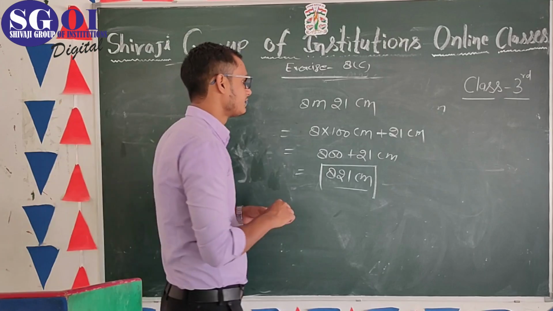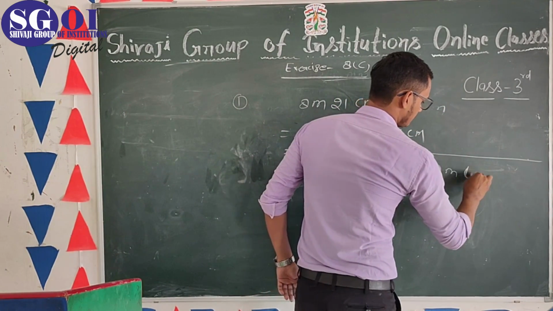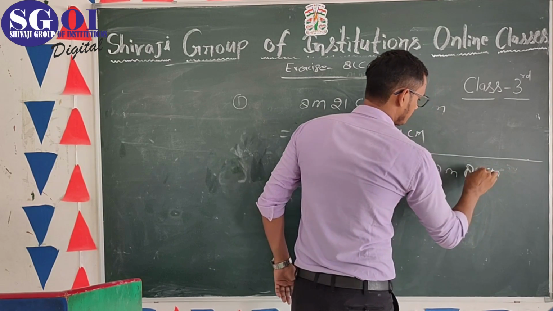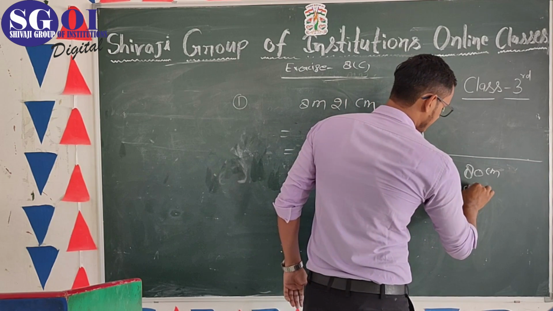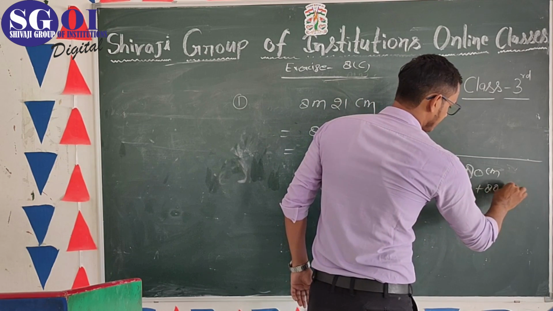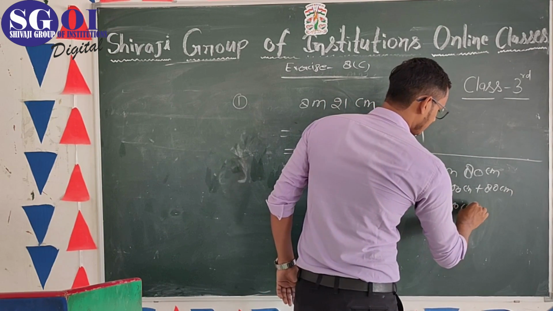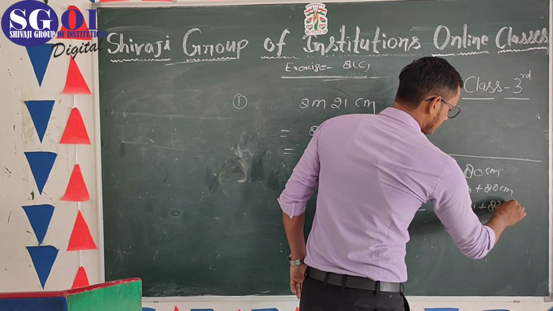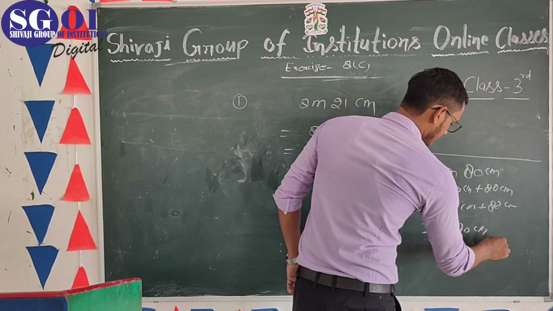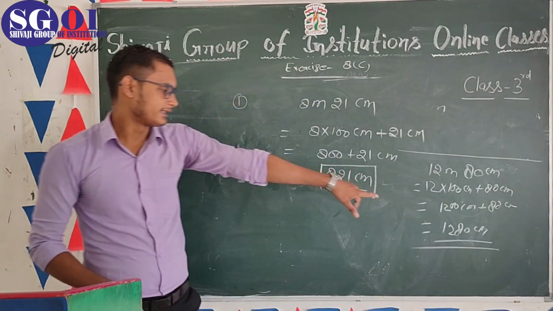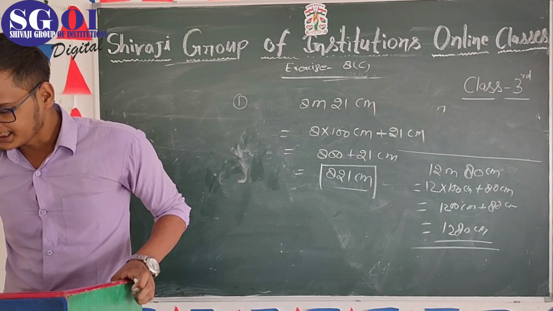Question number 2. 12 meter 80 centimeter. So first convert meter into centimeter. 12 into 100 centimeter plus 80 centimeter is equal to 1200 centimeter plus 80 centimeter, which is equal to 1280 centimeter. Understood? So students, your exercise 8C is also finished.